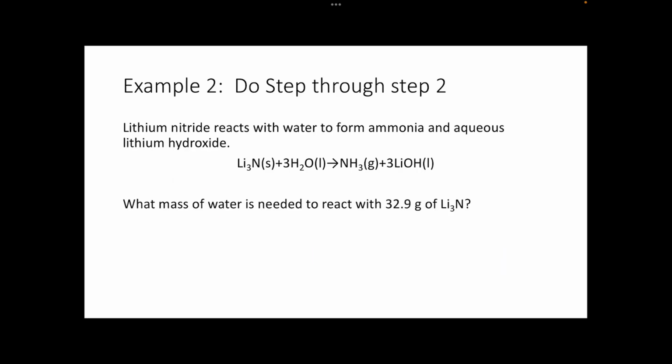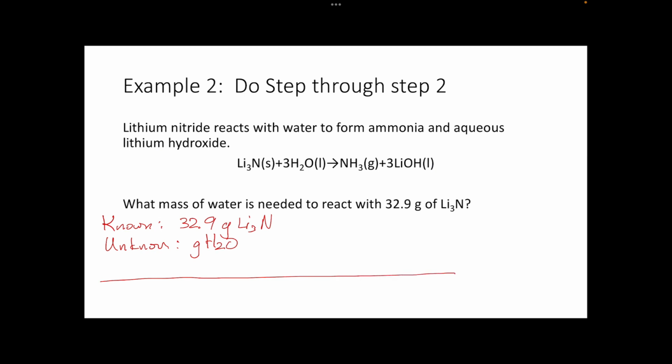All right, now, one more. Okay, so go ahead and do this on your own. We know that our known here is 32.9 grams of lithium nitride. Our unknown, right, is grams of water. All right, so let's go ahead and set this up on your own and make sure you can do it correctly, and then I will show you.